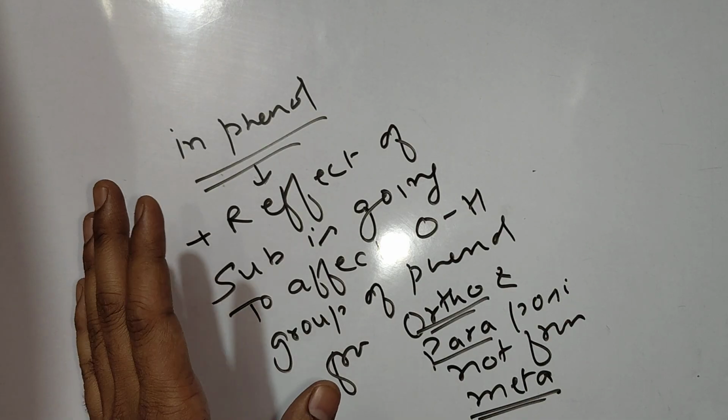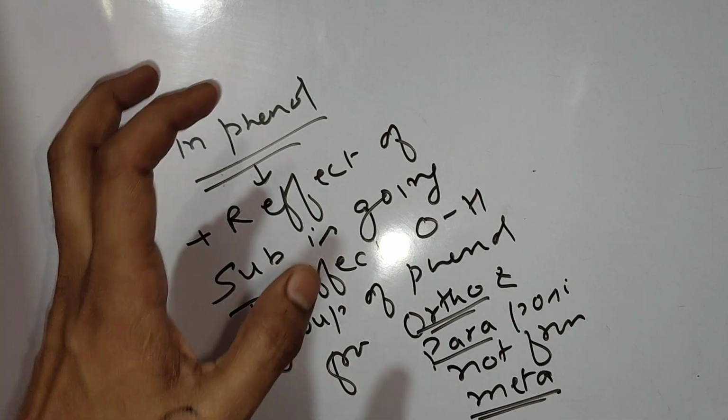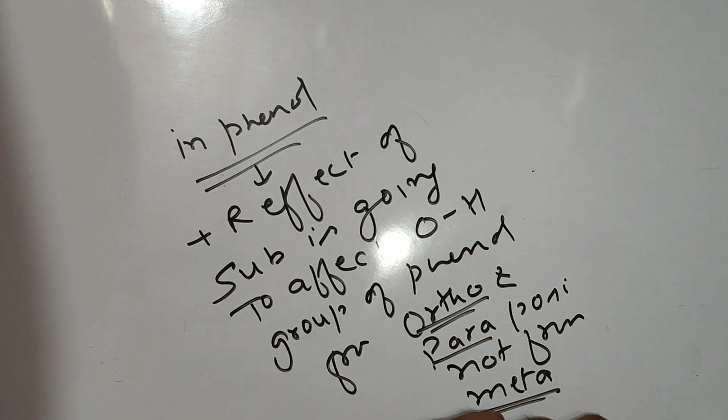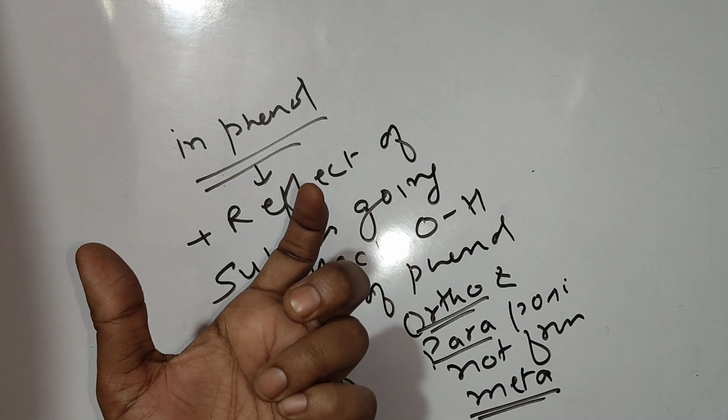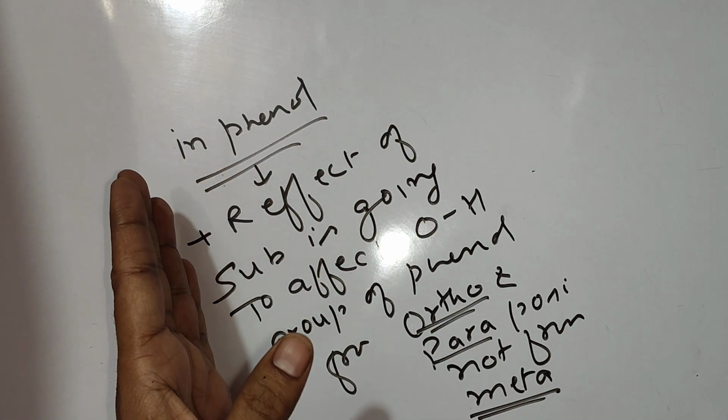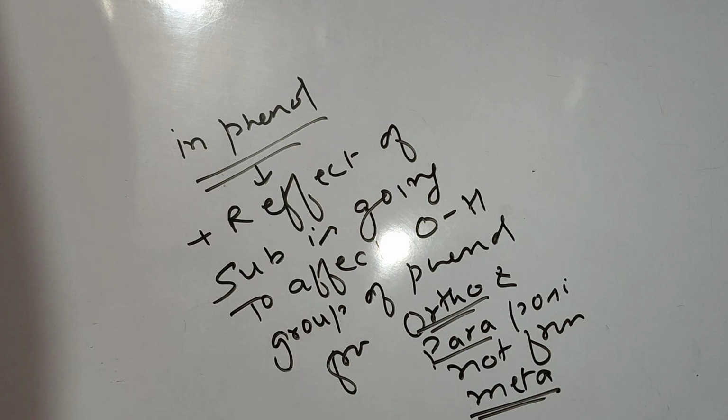Minus R effect was also getting operated from the ortho and para positions, not from the meta position. Plus R effect of a substituent is also affecting the OH group from the ortho and para positions, not from the meta position.